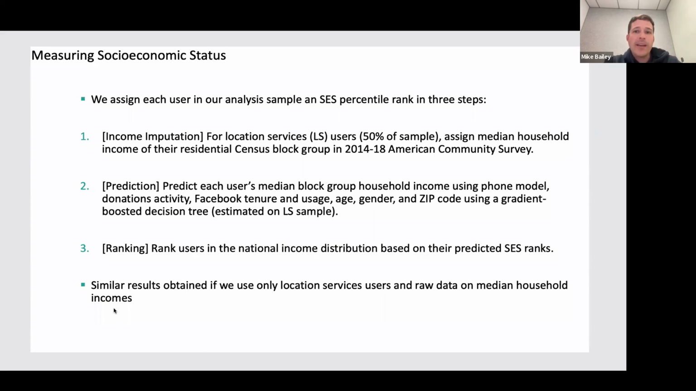You can think of it as, for people whom we don't observe census block group, we do observe zip code. We observe zip code for everyone. But zip codes are so large, there could be a rich and poor neighborhood within a zip code. So the model lets us say, well, we know you have an iPhone and you give to Facebook fundraisers, so you're much more likely to live in the rich neighborhood of your zip code than, let's say, the user who has a low-end Android and is 20 years old and does not have any donations activity.